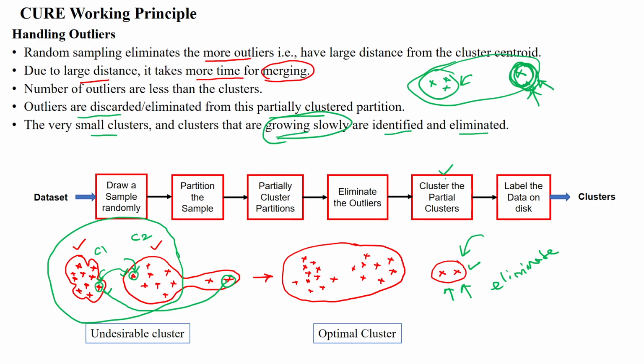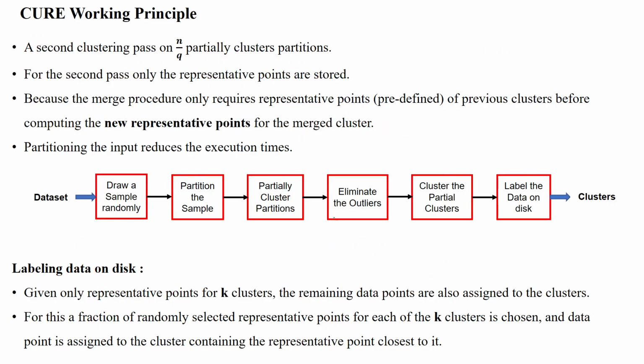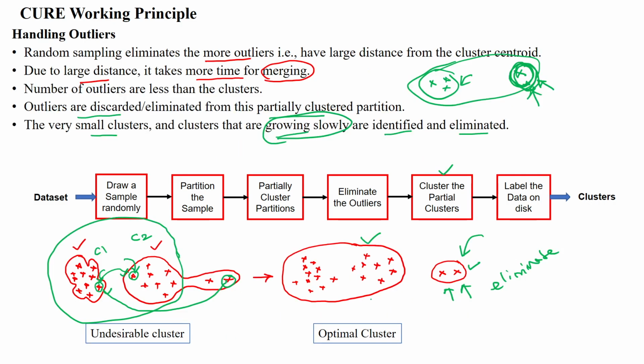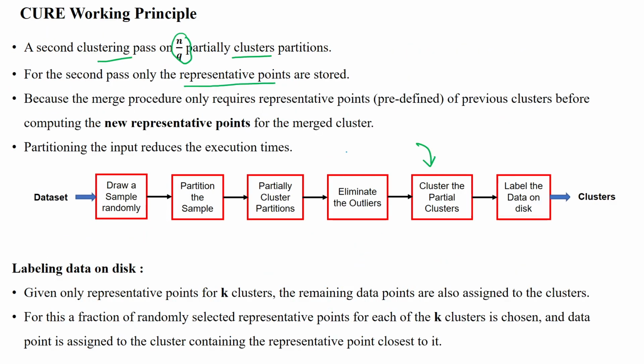The next stage is to cluster the partial clusters. Now that we have the partial clusters, we apply the second pass of clustering. Here we use the n/q partially clustered partitions, and the stored representative points. We have partially clustered the data points in this stage, and then we calculate the new representative points. If there are any more data points and clusters available, we also take some representative points there. Then we find the minimum distance between these two clusters and apply the clustering approach again. So we merge those two different clusters by using the newly calculated representative points.